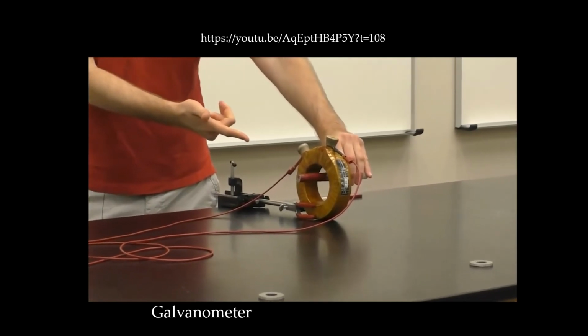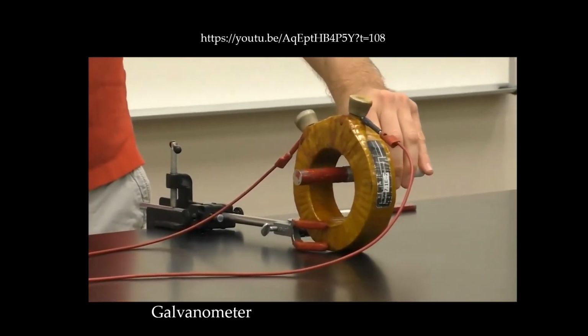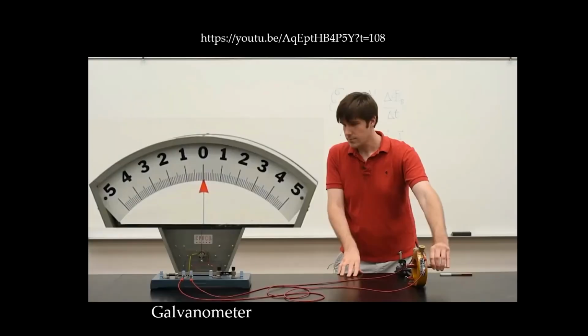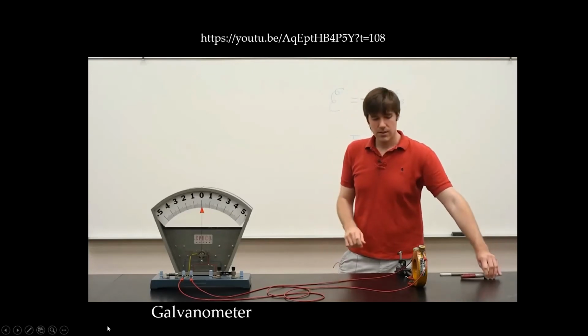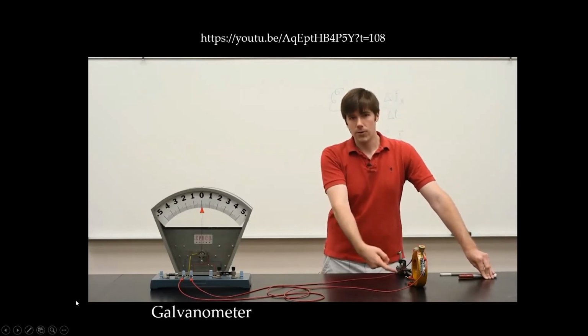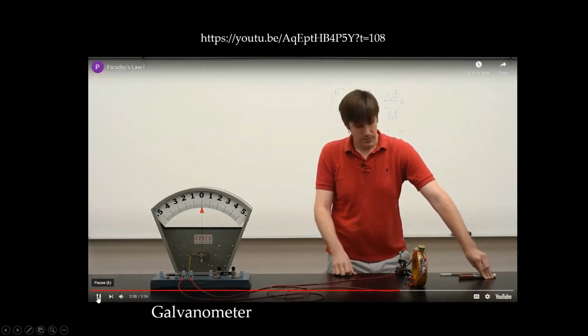But now when I remove the bar magnet through the coils the opposite way, the reading on the galvanometer goes in the opposite direction. So it's setting up a voltage to oppose the change in magnetic flux.